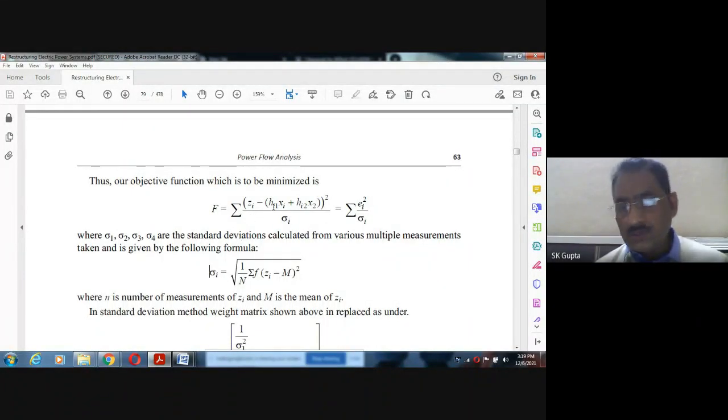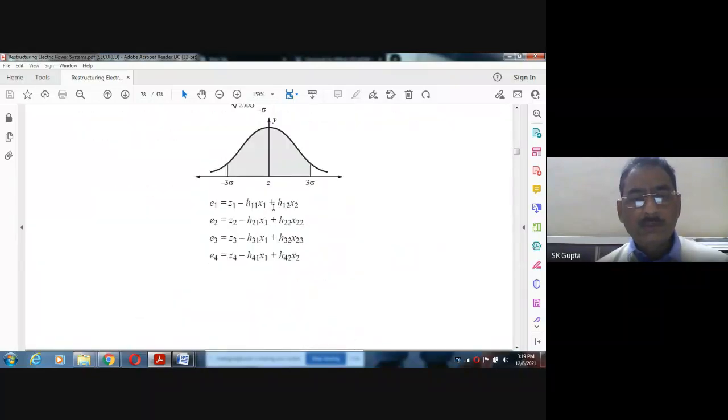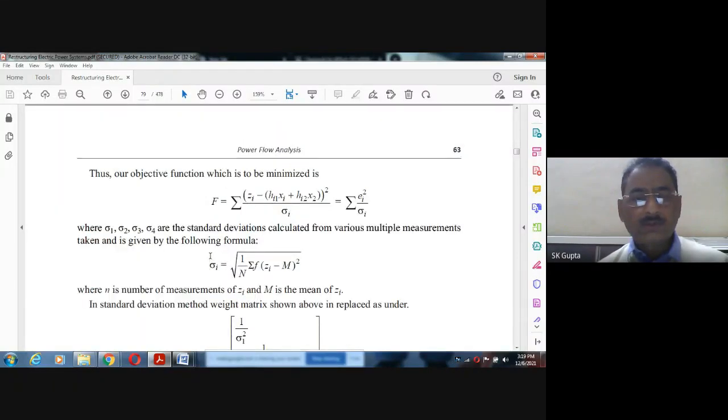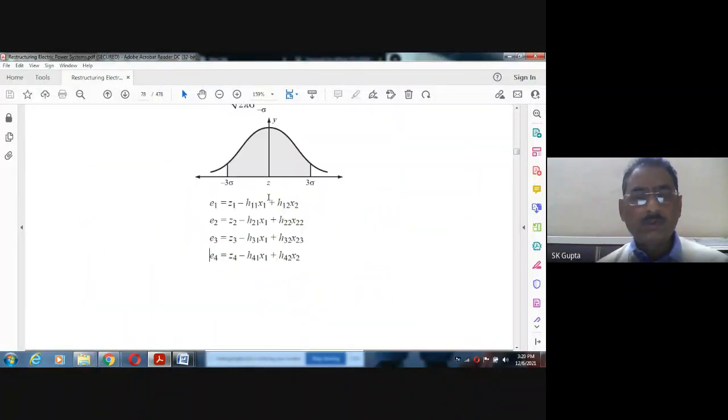You see here, in the previous class we have seen this E is the error. Error is equal to the measurement, where Z1, Z2, Z3, Z4 are the measurements at 4 places, minus the value it should be after the theoretical model. Our intention is to minimize this error, E1 square plus E2 square plus E3 square plus E4 square. This is the objective function to minimize.